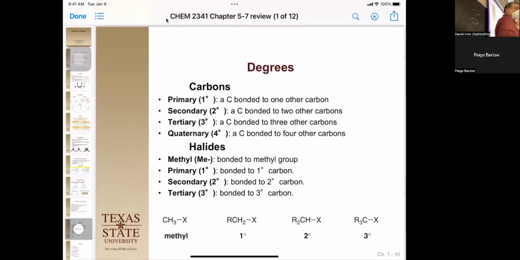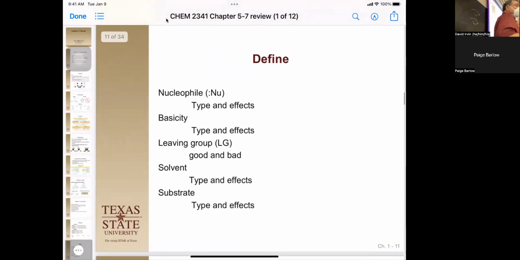And then you need to be able to define nucleophile and its different types and effects. By effects, I mean nucleophile versus base. Basicity, type and effects. Strong base, weak base, big base, small base. A small base can act as a nucleophile. A big base can't act as a nucleophile.